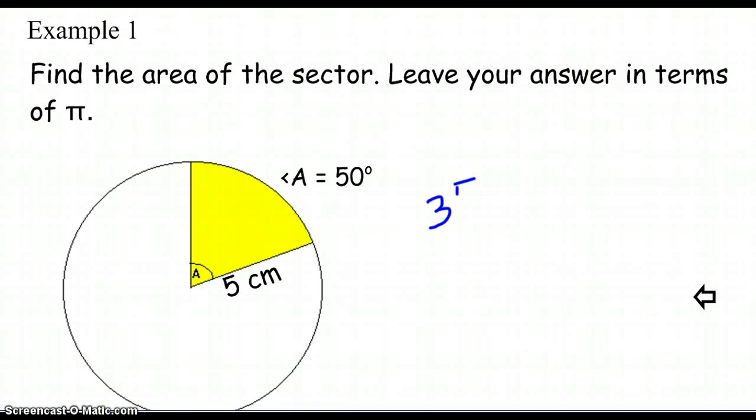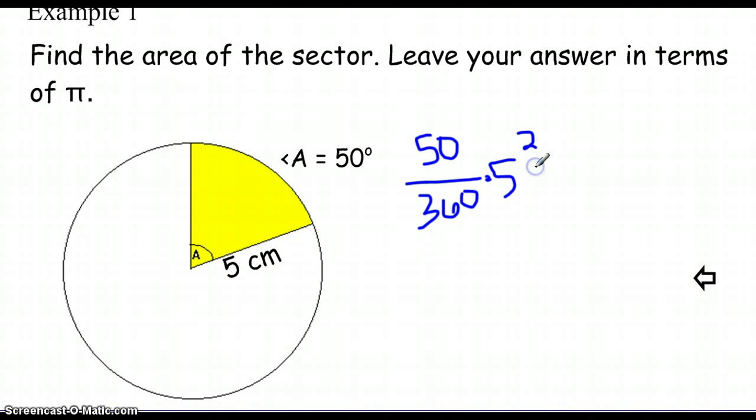So the area of the sector would be found by using the A, which is the central angle or the arc measure, and the radius as given. So it is the fraction of the circle, 50 over 360, and then times the area of the circle. Well, if my radius is 5, then it would be 5 squared pi.